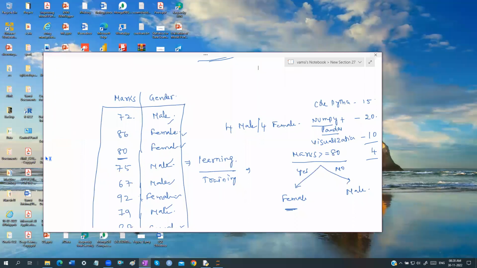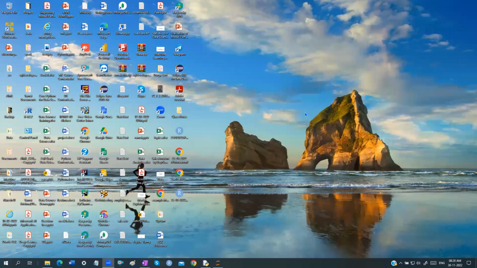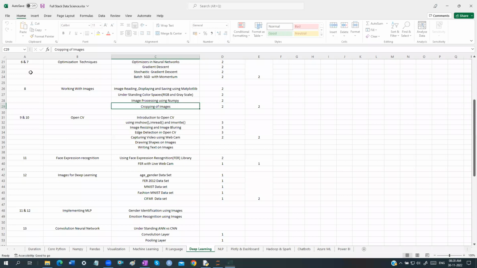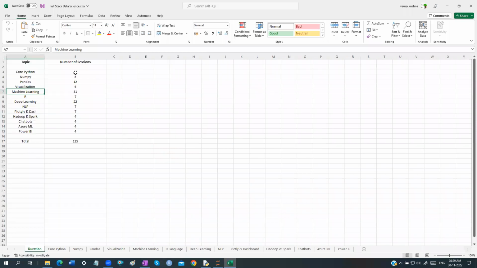So this is going to be a full stack data science course. You can see the Excel sheet, what topics and concepts we are going to learn as part of our course curriculum. These are the main topics. As I told you, core Python is around 12 to 15 days. NumPy is around 5 days. Pandas is 12 days. Visualization will be more than 6 days, almost 10 days.